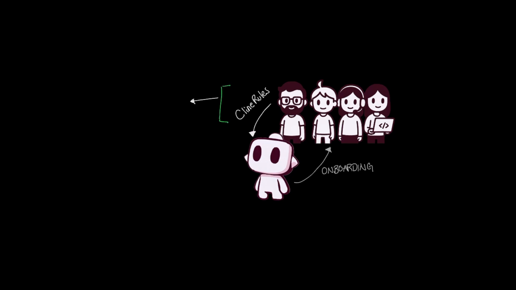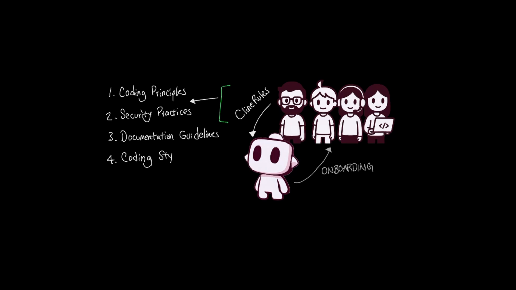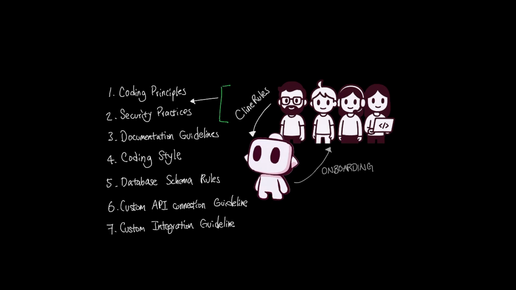Common use cases for Cline Rules are coding principles, security practices, documentation guidelines, coding style, and even database schema rules. And like we saw earlier, if your system has an API connections or custom integration outside of your codebase, it's worthwhile to outline how clients should engage with the system as its own designated document in Cline Rules.